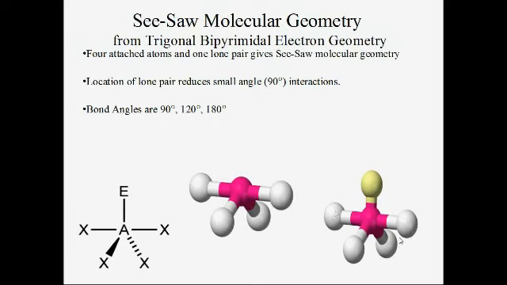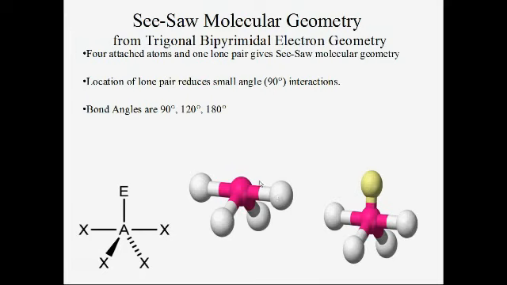If we try to put the lone pair on the axial position, then we would end up with 3 90-degree bond angles with each of the equatorial positions. So the lone pair goes where it will minimize the small degree bond angles. So with the lone pair on our equatorial position, we end up with a structure that looks like this.